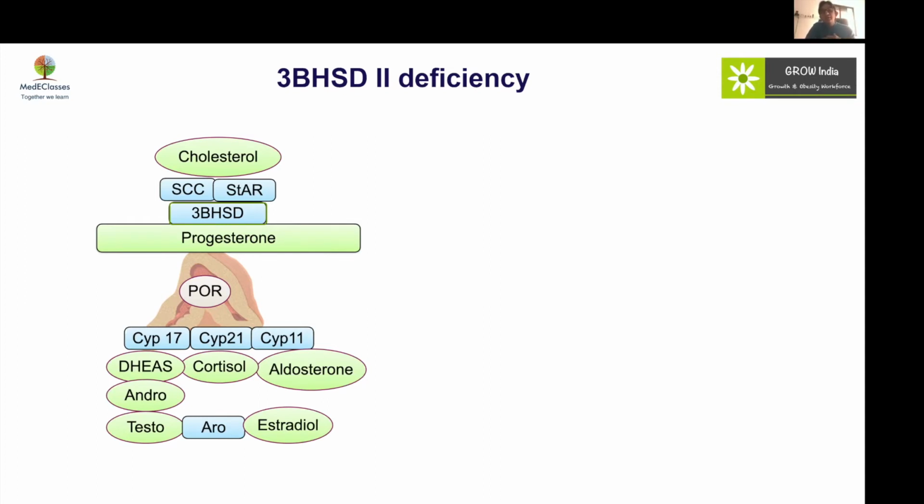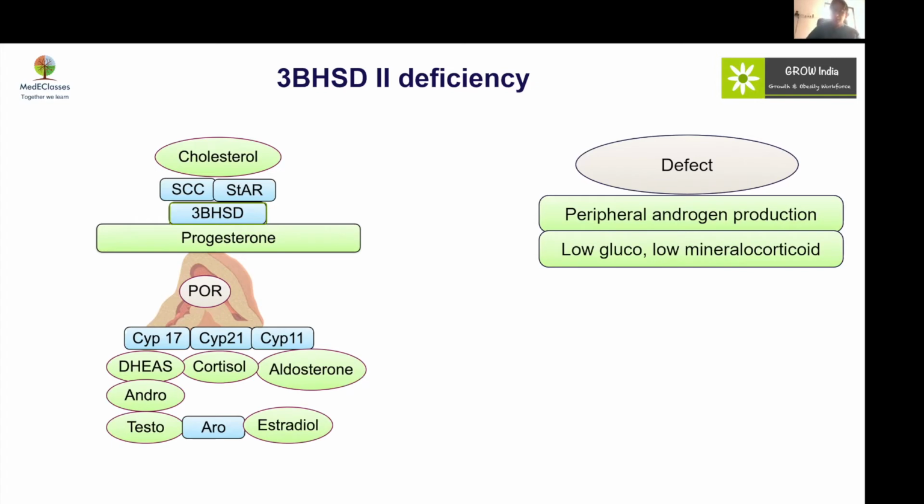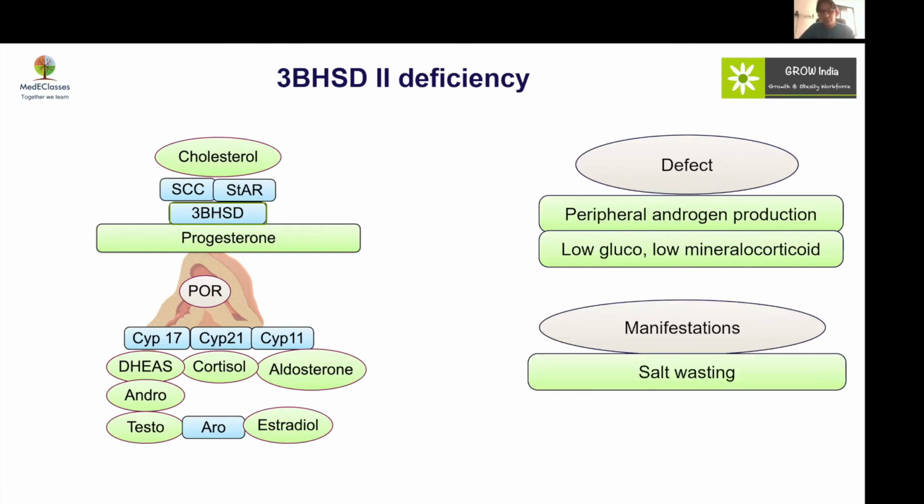So 3-beta HSD2 deficiency can cause both XX DSD as well as XY DSD, in which the defect is at the central level or more proximal level. But due to peripheral androgen production, the female genitalia will get virilization. Again, these children are also deficient in cortisol as well as mineralocorticoid, so we should be supplementing them as soon as possible.